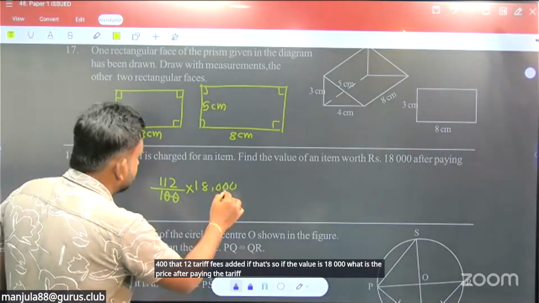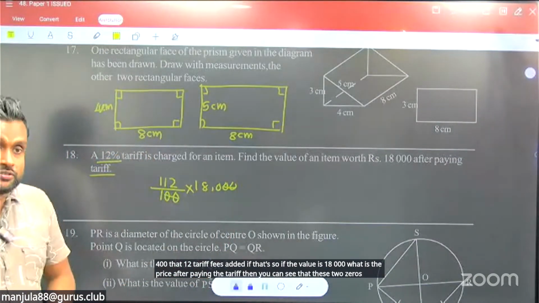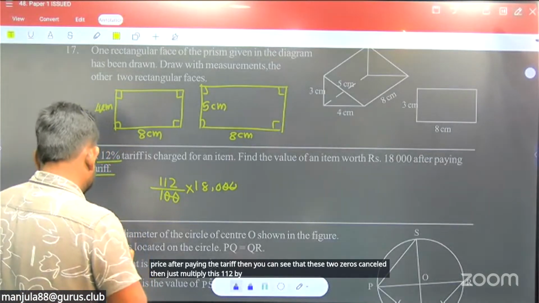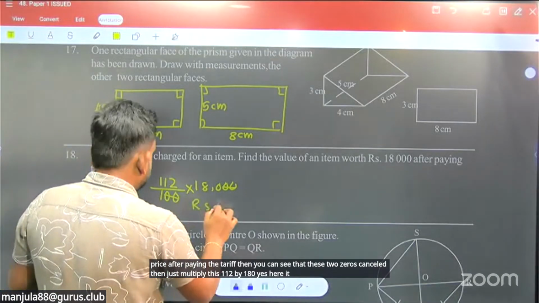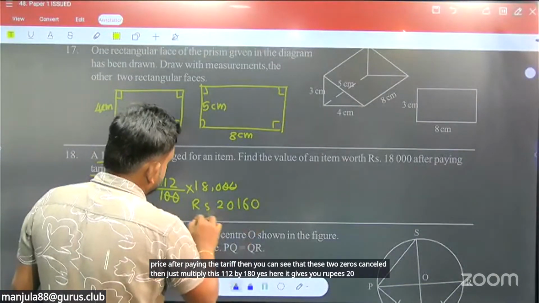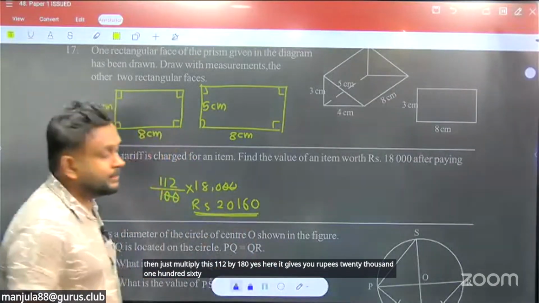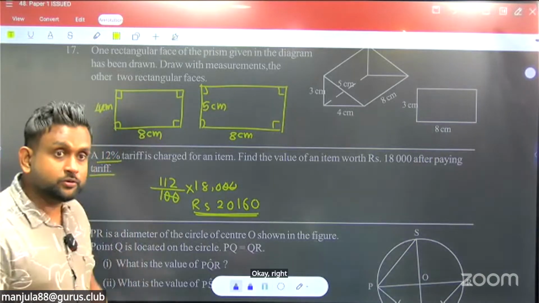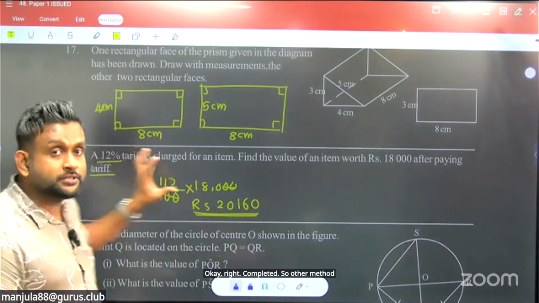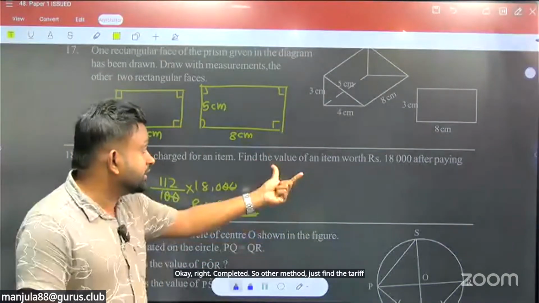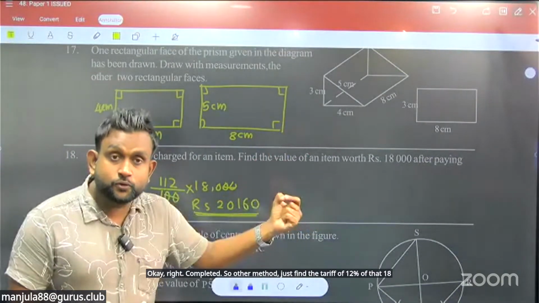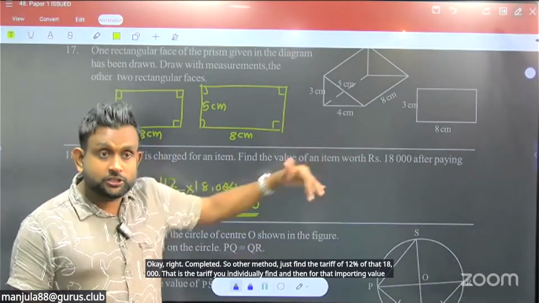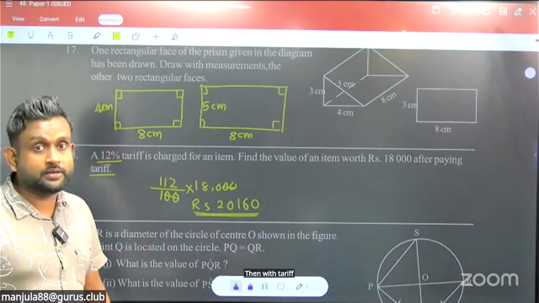Then you can see that these two zeros cancelled. Then just multiply this 112 by 180. Yes, here it gives you rupees 20,160. Okay, right. Completed. So the other method, just find the tariff of 12% of that 18,000. That is the tariff you individually find, and then to that importing value, add that tariff. Then with the tariff price given, the same answer you will receive.